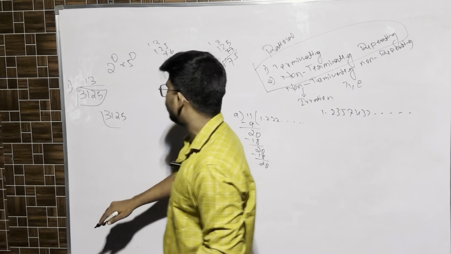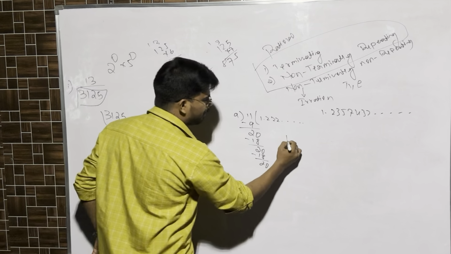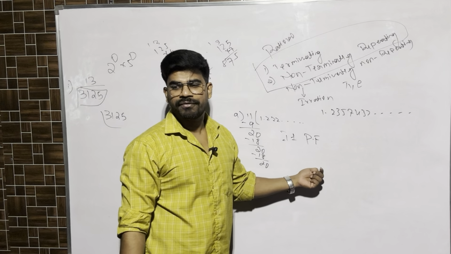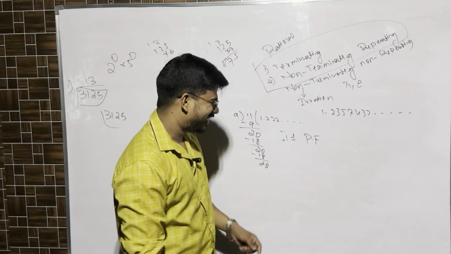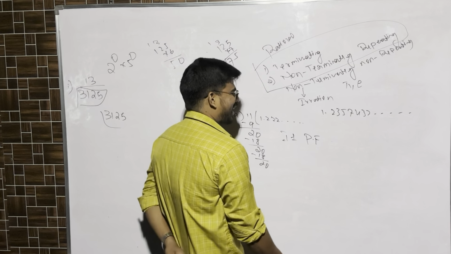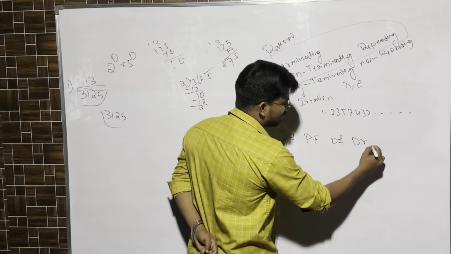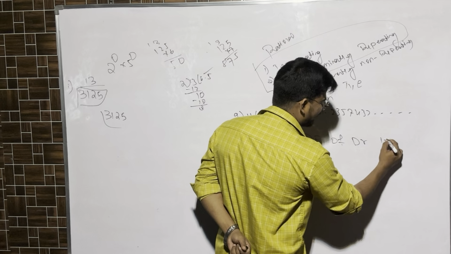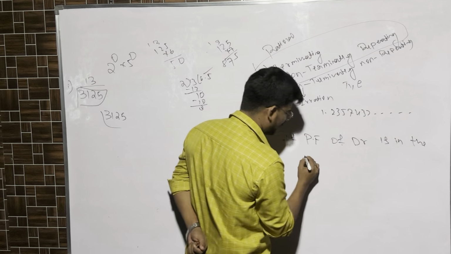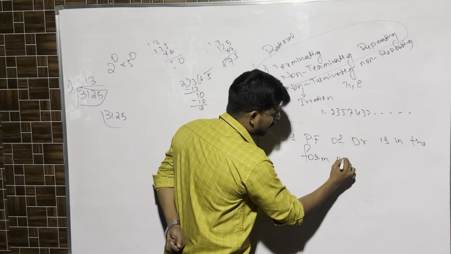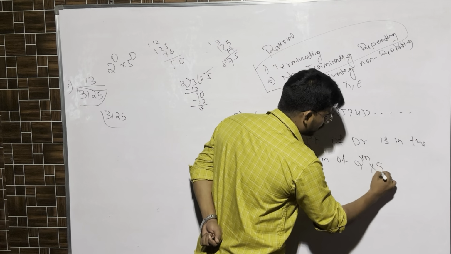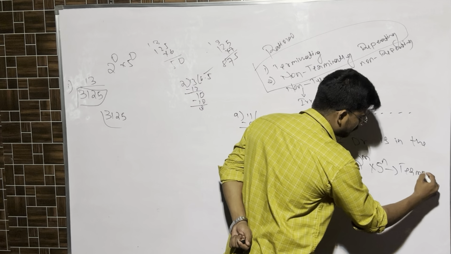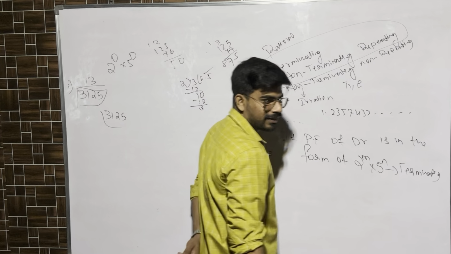I'll write it here. If the prime factors (PF) of the denominator (DR) are in the form of 2 power m into 5 power n, then it is terminating.